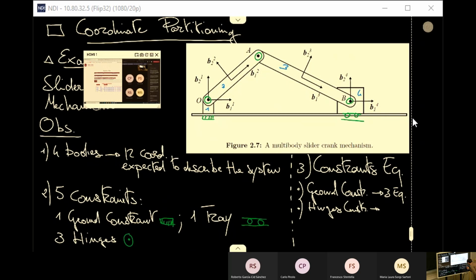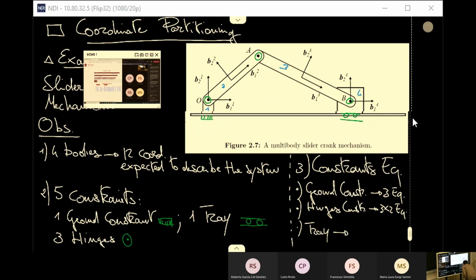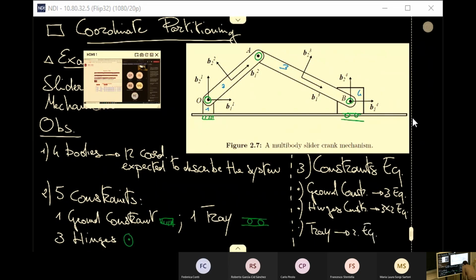It's 3 times 2, no? 3 times 2 equations. And then we have a slider or tray. It's 2 equations. And this means that our number that we called NC in the previous lesson, so NC for us is 11. Okay, NC is 11.